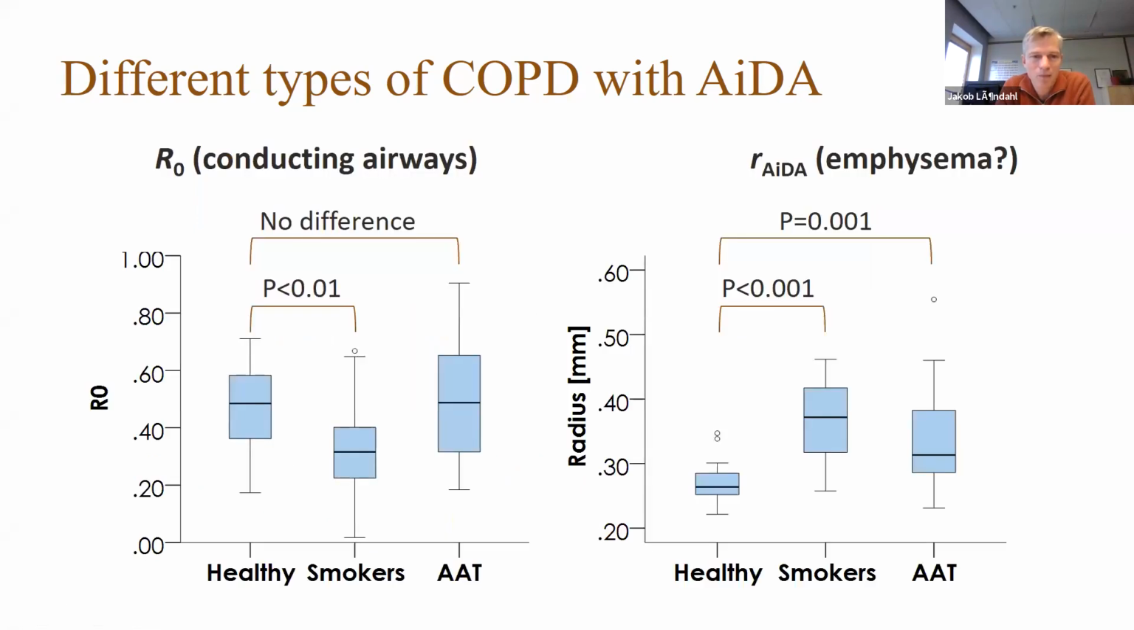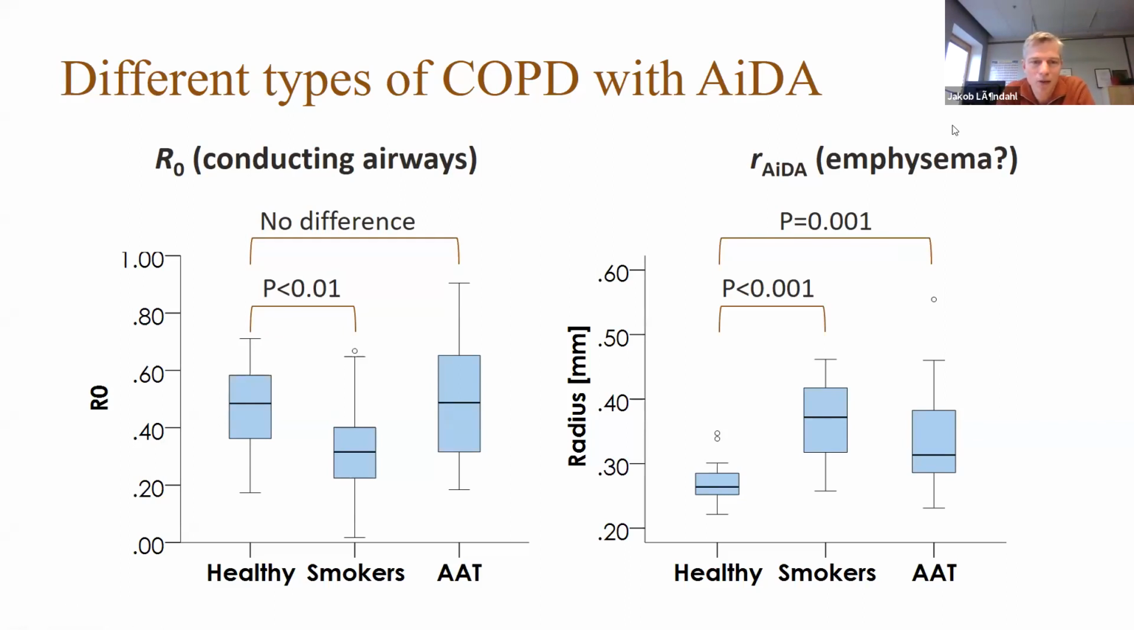And we compare these groups. I think the figure to the left is less important, but in the figure to the right, we could see that the radius, which was related to the aerosol deposition, for the healthy group, was within a small interval, 270 micrometer. But it was much larger for both the emphysema group, although this was quite early emphysema, and definitely for the smokers.